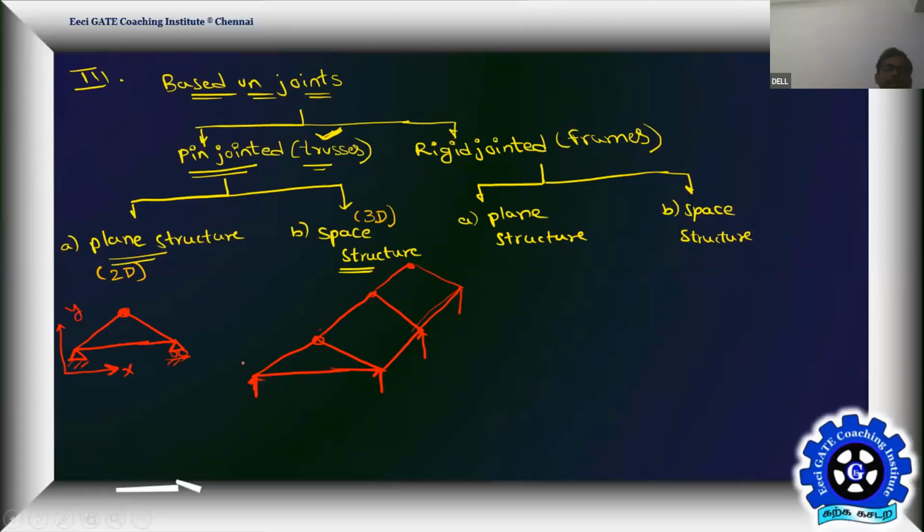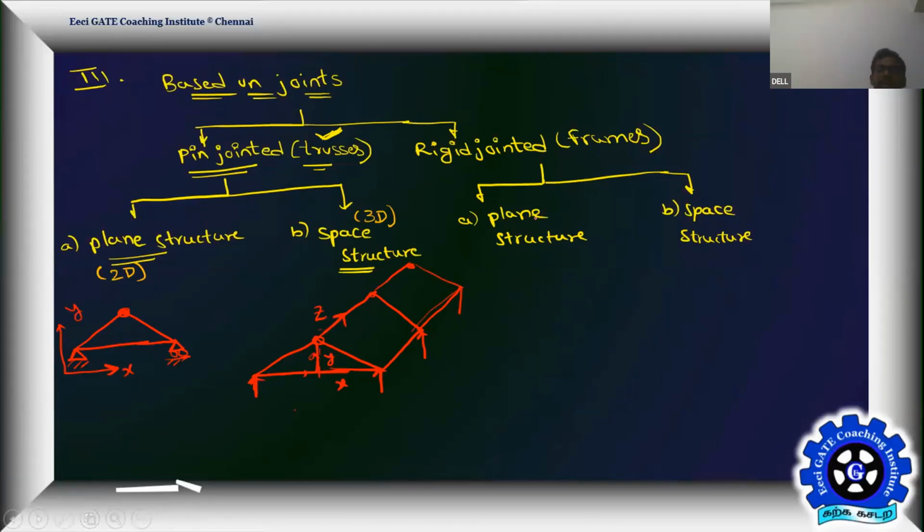What is this? Is it a space or plane? It is space X, and we have something called the supporting element. We have X, we have Y, and we have even Z. Is it 2D or 3D? This one. This is the space structure, right? 3-dimensional. Can you draw a similar rigid jointed plane structure?